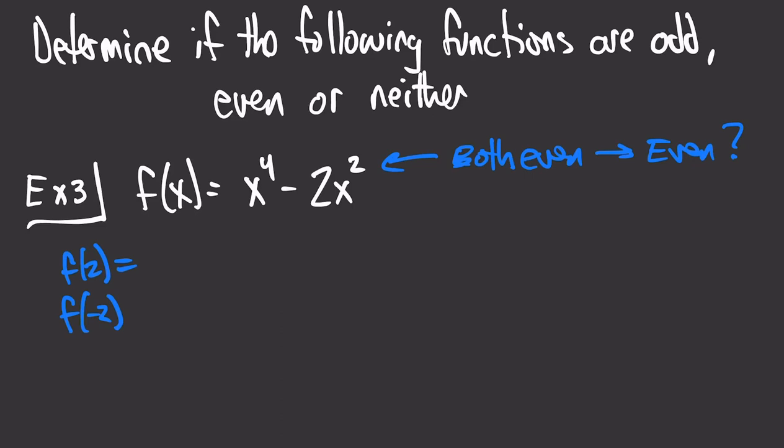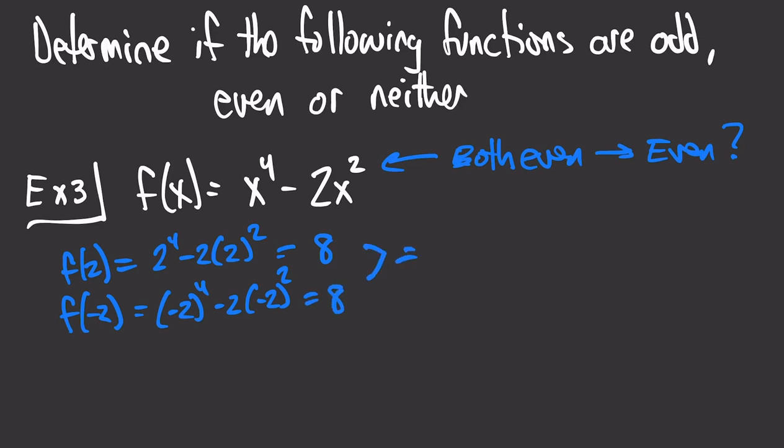So if I plug in a 2 here, I'm going to get 2 to the 4th minus 2 times 2 squared. All right, if I throw that into the calculator quickly or do it in my head, we get 8. Now you've got to be careful with your parentheses: -2 to the 4th is also going to give me a positive 16, minus 2 times -2 squared, which is also going to give me a positive 4. Well, guess what? That also gets me an 8. So I'm guessing right now those are equal, therefore my function is going to be even.